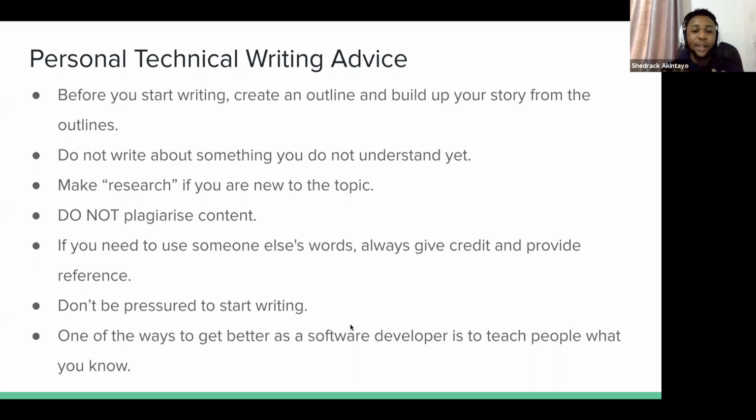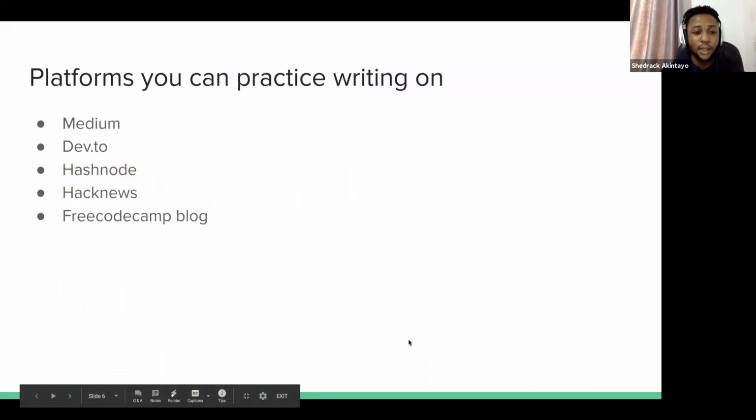So technical writing is also a way of learning, because when you write down things that you feel like people should do, you pick up certain errors in your thinking in general because you are researching. So one of the best ways to get better as a software developer is to teach people what you know. Very, very important. Now, the next is platforms you can practice writing on.